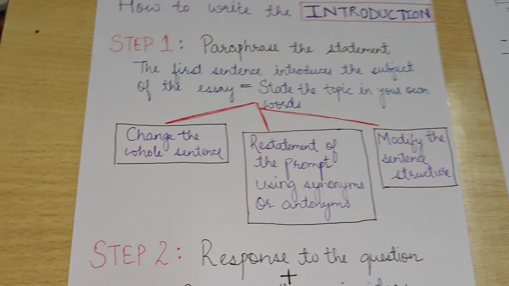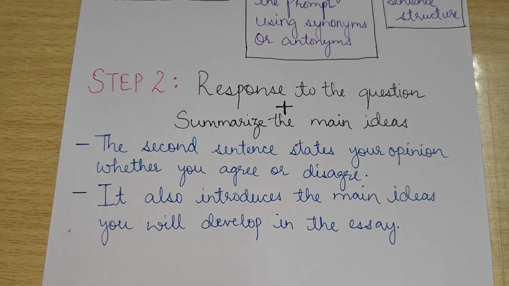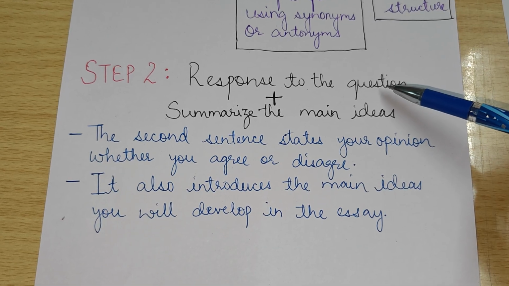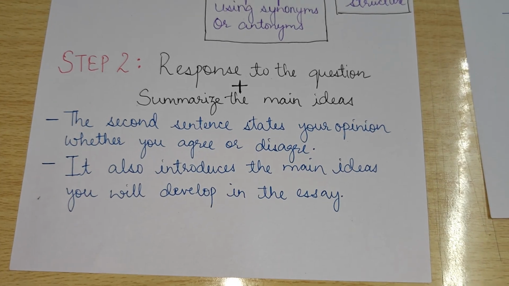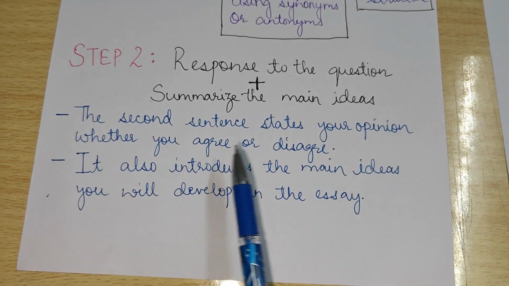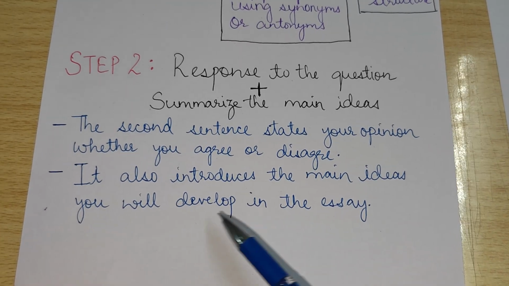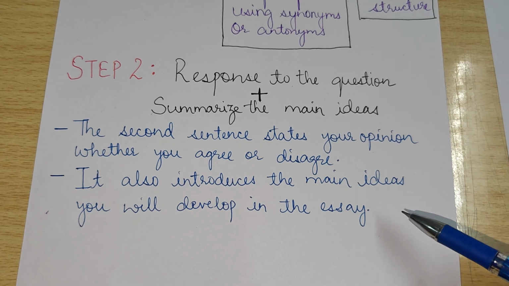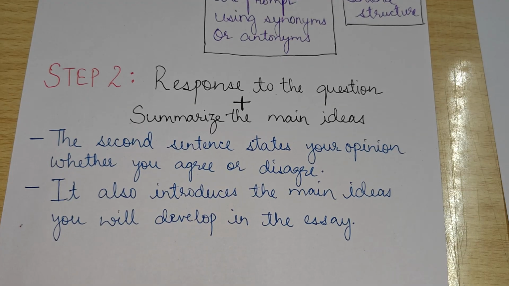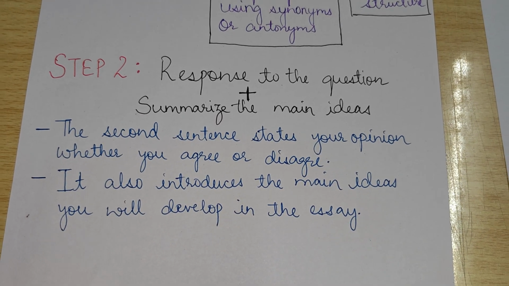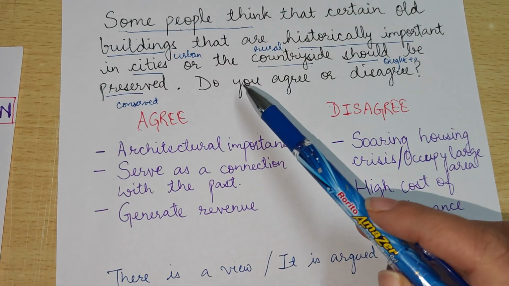Now come to the second part, that is step 2. What do we need to do? We need to respond to the question and then summarize the main ideas. The second sentence states your opinion whether you agree or disagree. It also introduces the main ideas you will develop in the essay. That is, it will be like a map. For the reader or the examiner, it would serve as a map. So the examiner would be able to understand or have a little clarity what you are going to write in the essay.